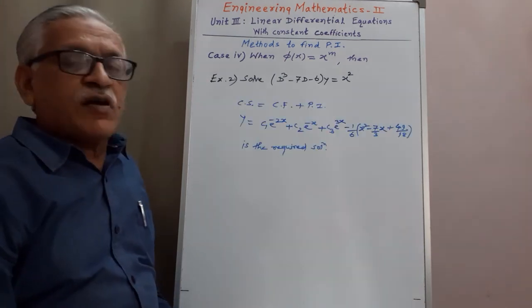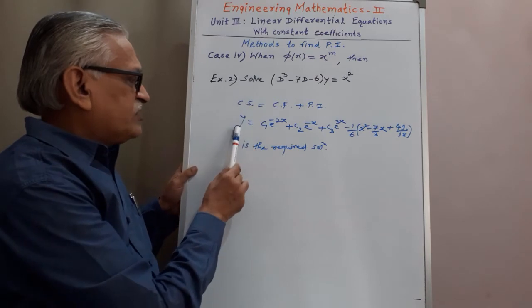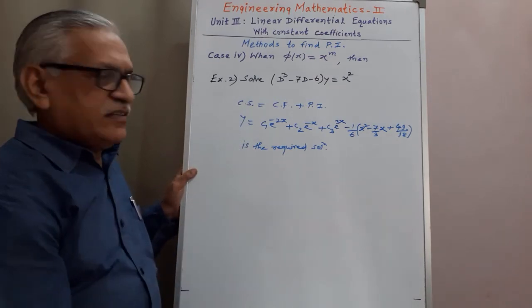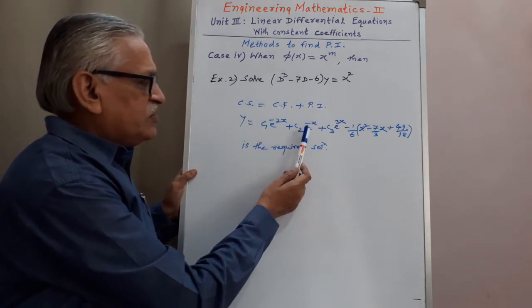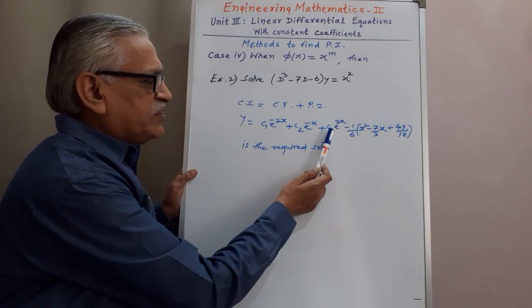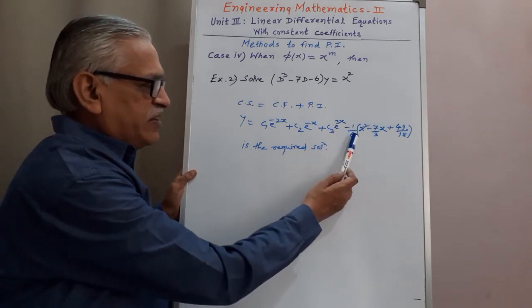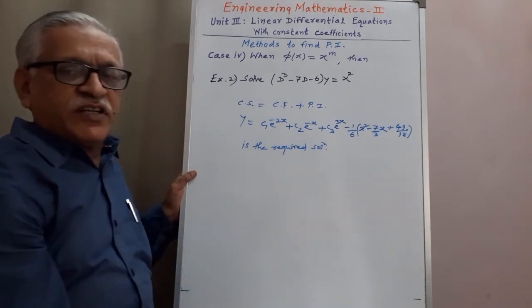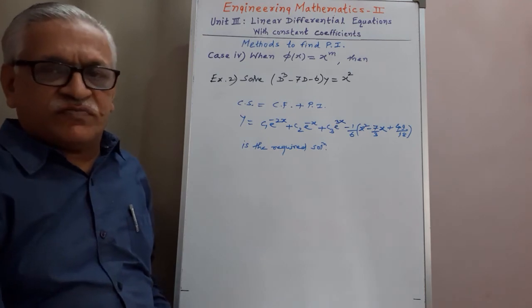Therefore, complete solution is CF plus P.I. Complete solution is always for the dependent variable, and here the dependent variable is y. CF is C1 e raised to minus 2x, C2 e raised to minus x plus C3 e raised to 3x, and P.I. is minus 1 by 6 times x square minus 7 by 3x plus 49 by 18. Therefore, this is the required solution.